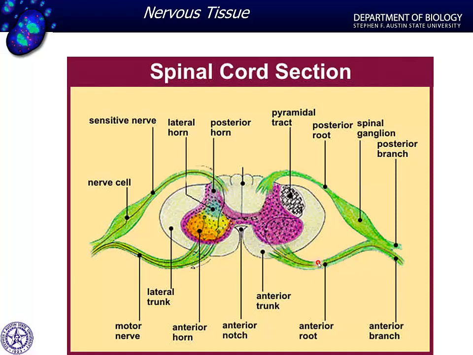Now this particular one talks about posterior and anterior. This is dorsal and this is ventral. Notice that both our dorsal sensory fibers and our ventral motor fibers come together to form a spinal nerve.